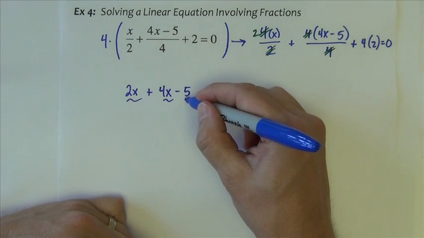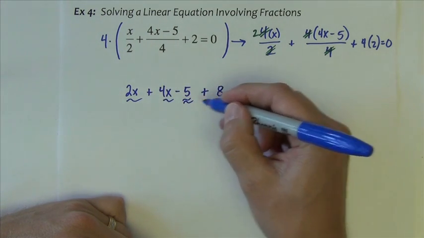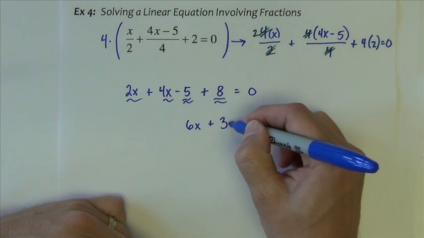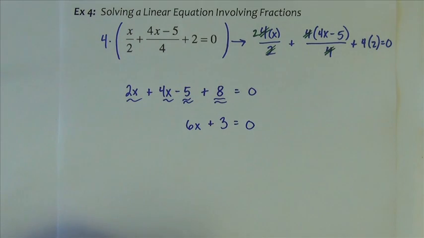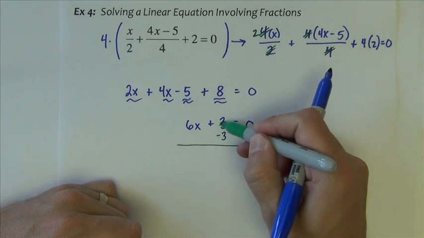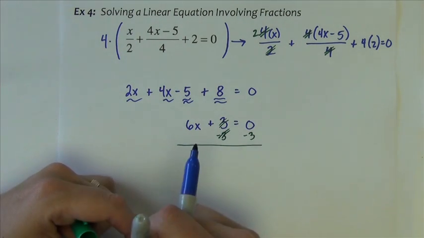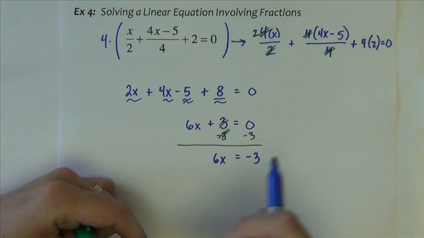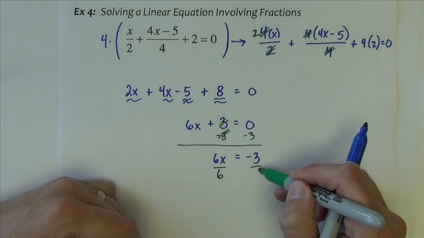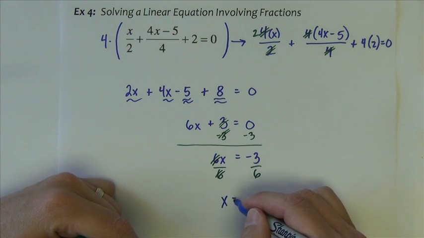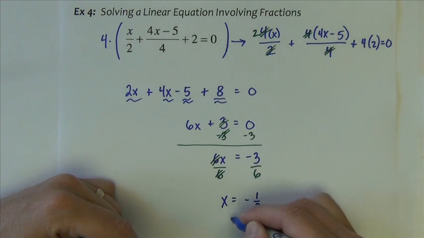I'm going to combine my like terms, giving me 6x plus 3 equals 0. I'm going to subtract my 3 across, giving me 6x equals negative 3. Divide by our 6, giving me x equals negative half.